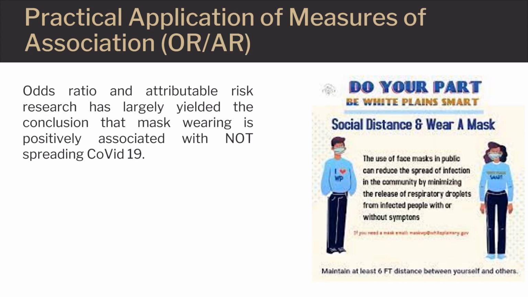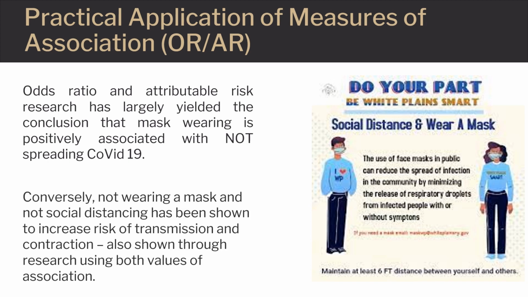A more contemporary example of measures of association like odds ratios and attributable risk includes mask and social distancing guidelines that have become synonymous with life in the COVID-19 era. Such recommendations were formed from looking at measures of risk between wearing or not wearing a mask and contracting COVID-19, as well as analyzing distances or airflow between proximal bodies and risk for contracting COVID-19.